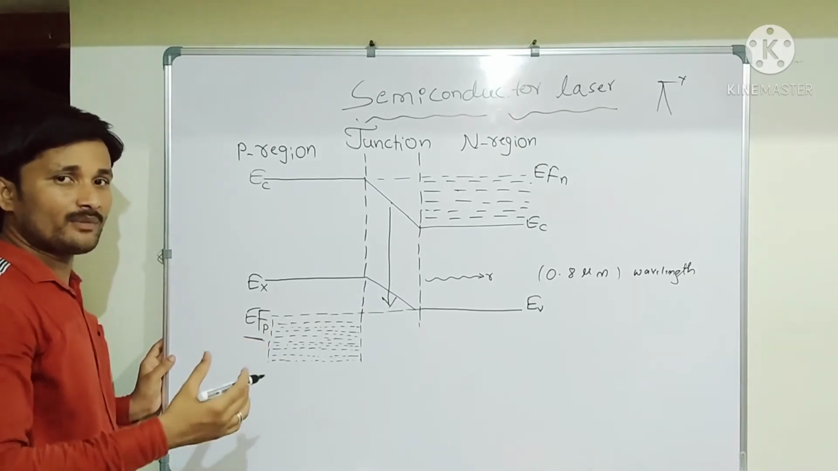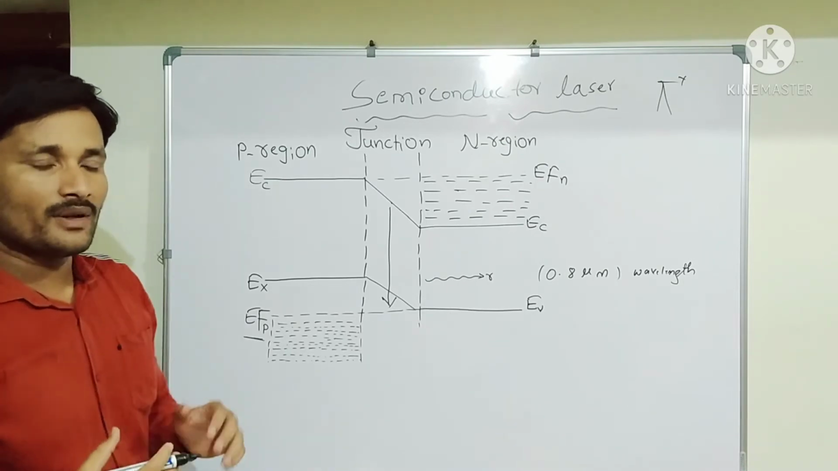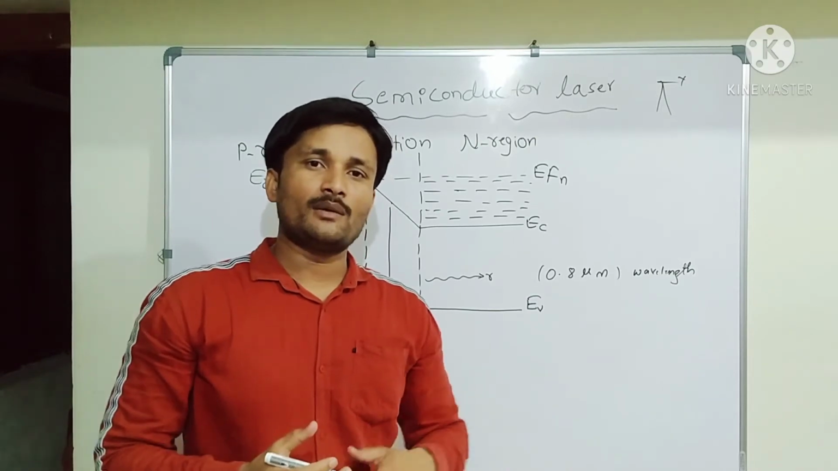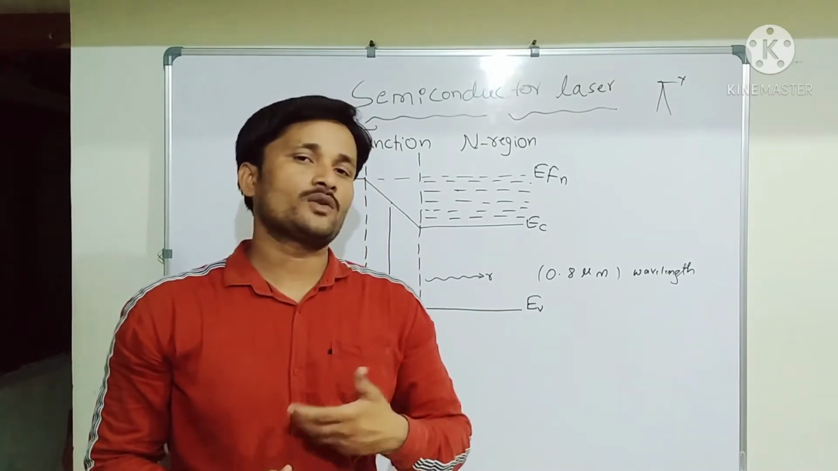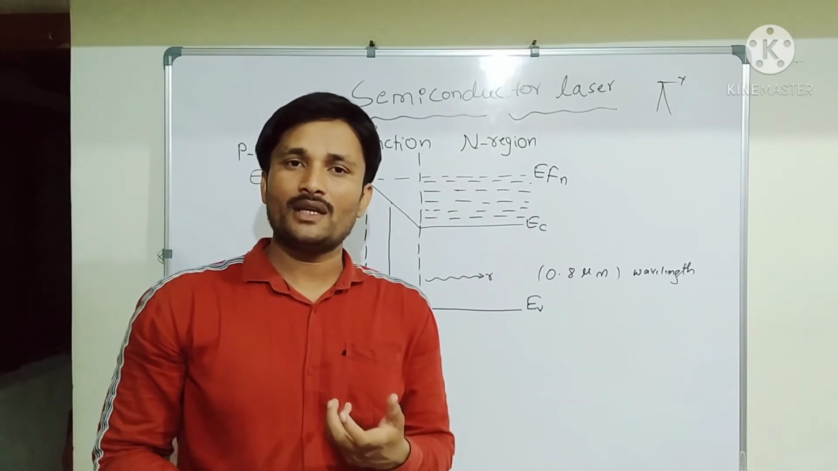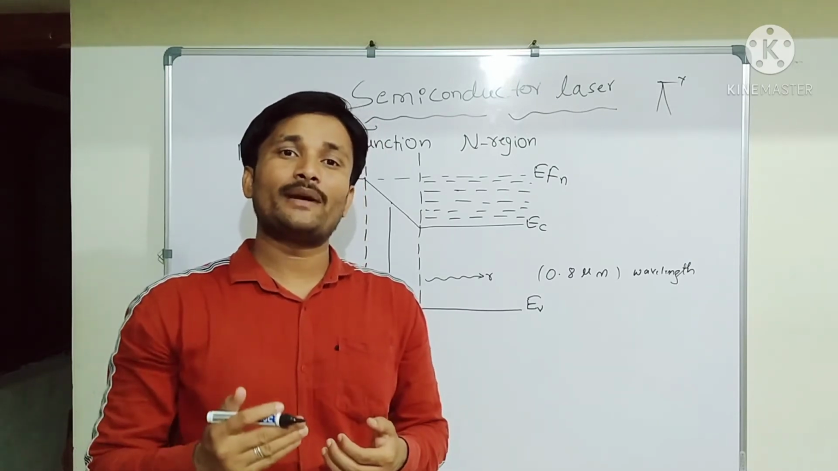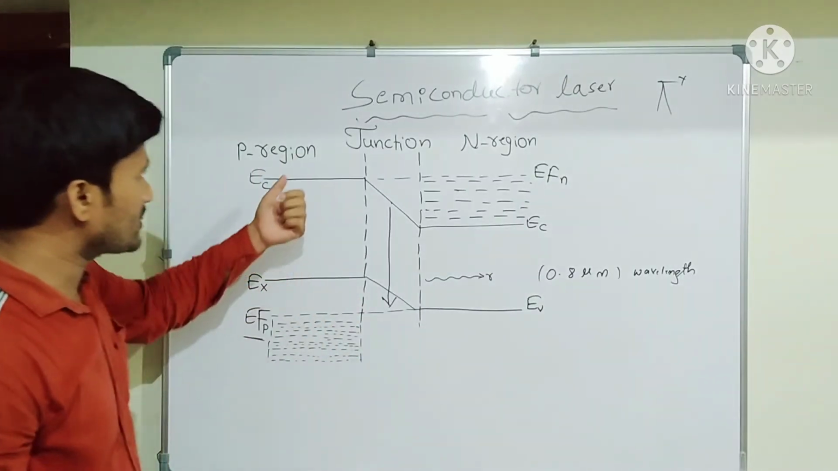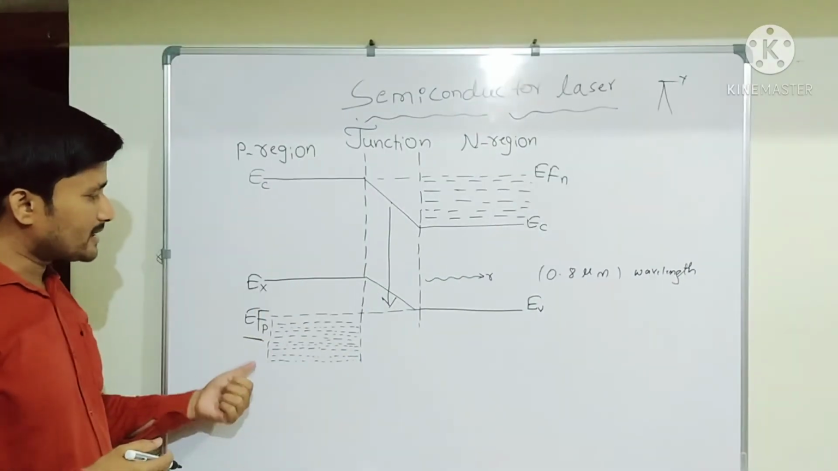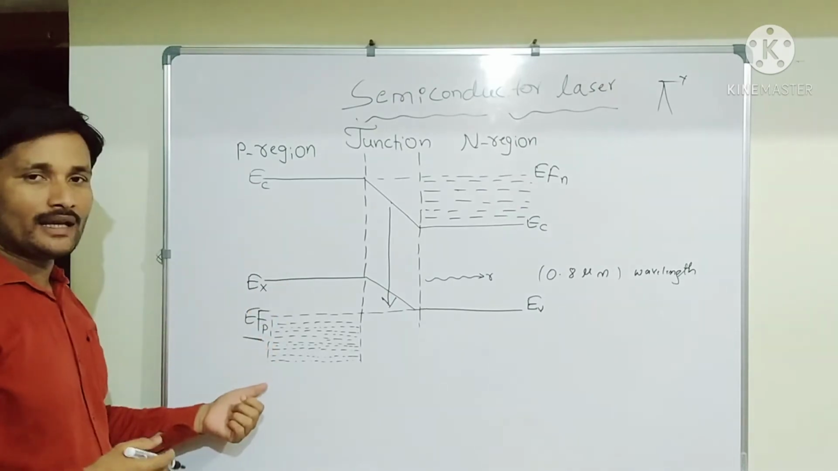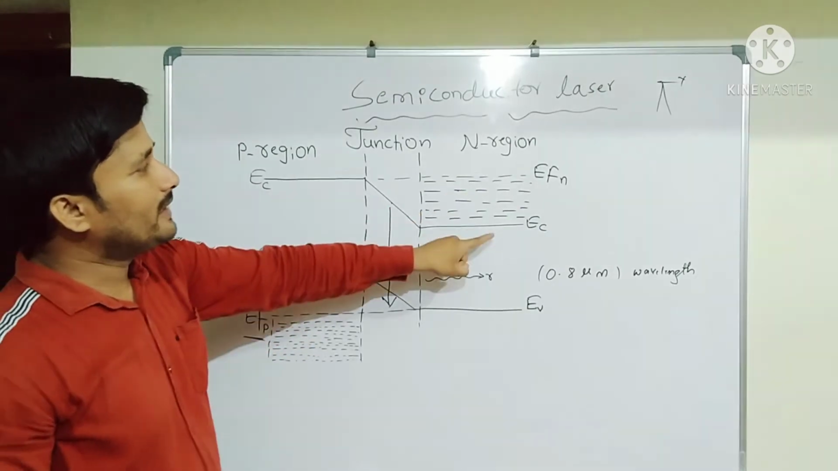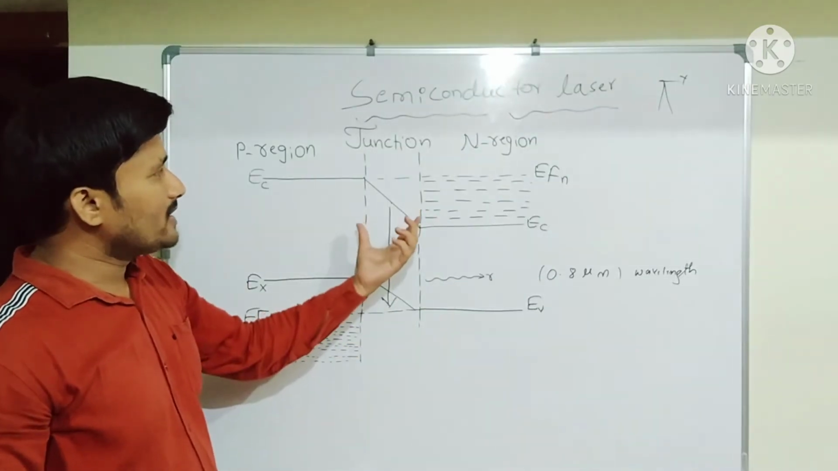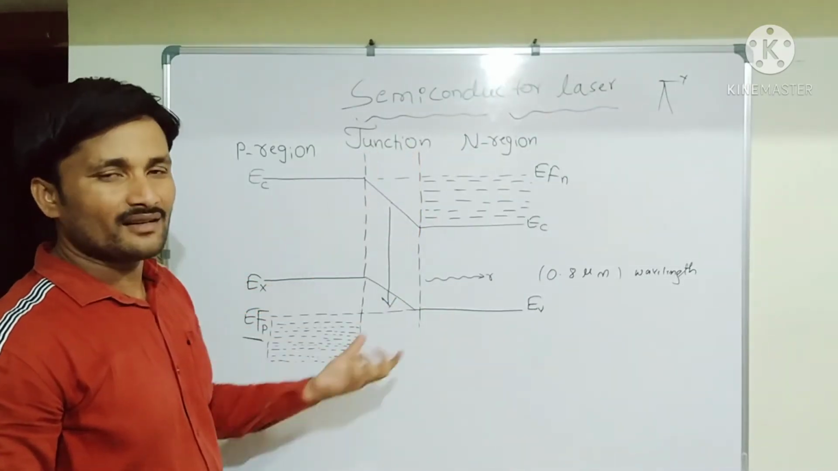Fermi energy means the amount of energy an electron possesses at absolute zero temperature. And Fermi level means the highest energy level occupied by an electron at 0 degree Kelvin. So in this case, the Fermi level is below the valence band in the P region and the Fermi level in the N region is above the conduction band. In between these there will be a junction, called the PN junction.